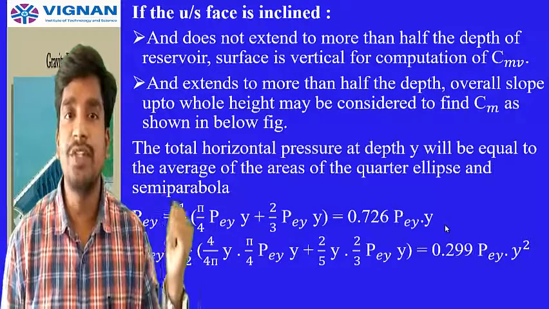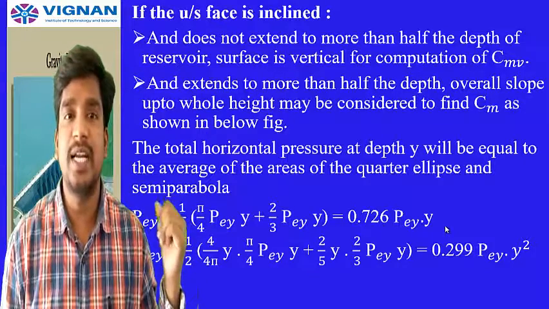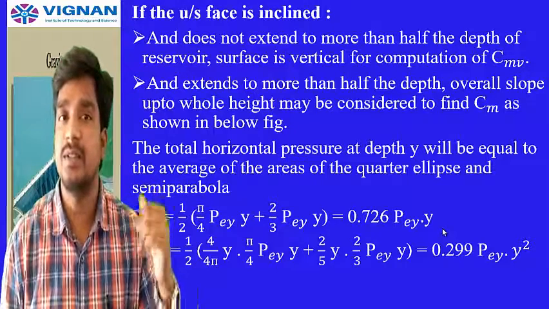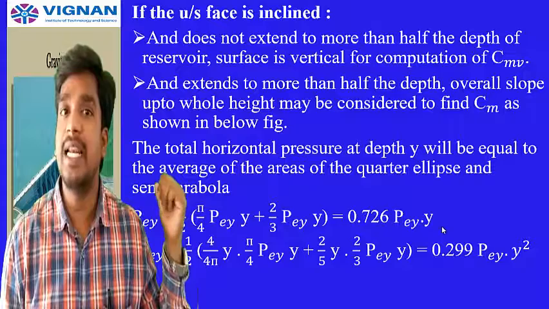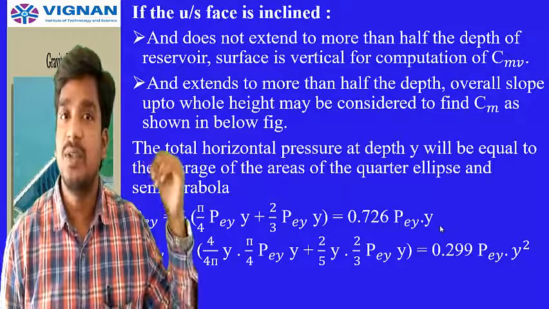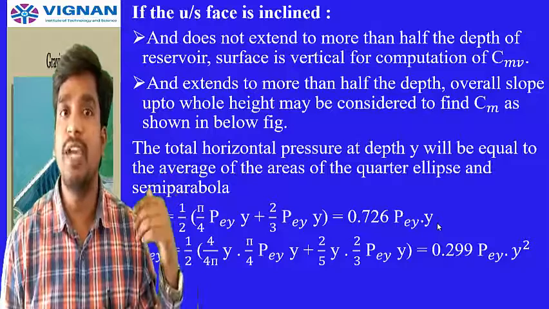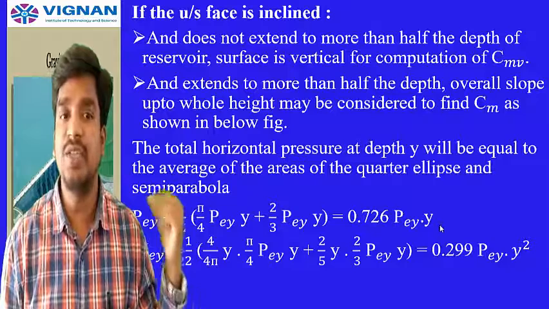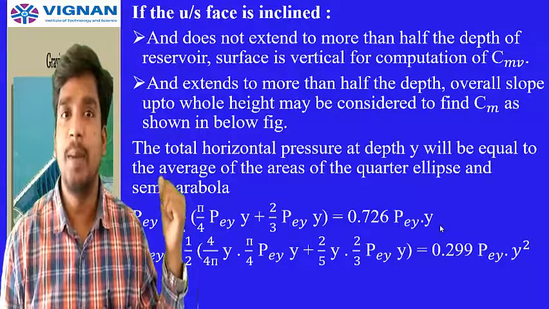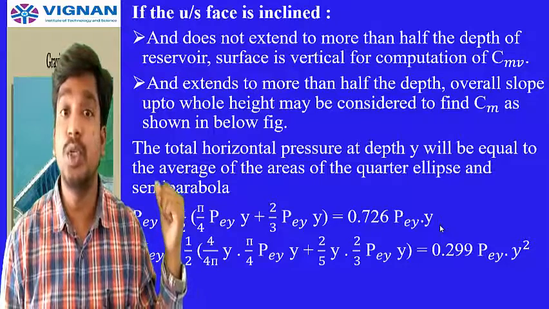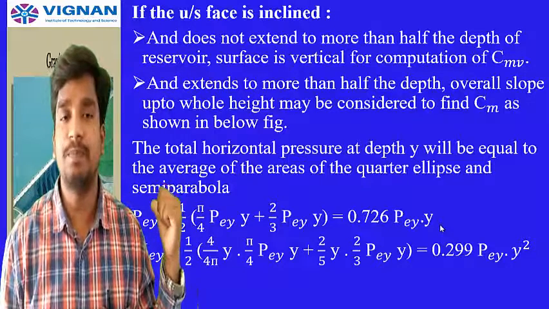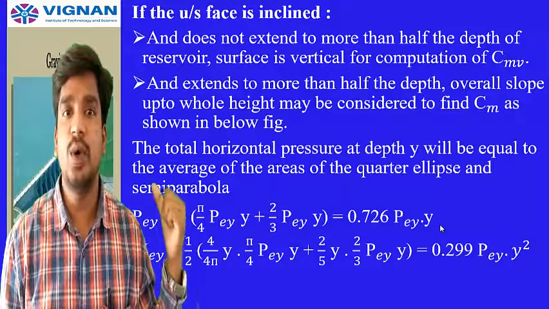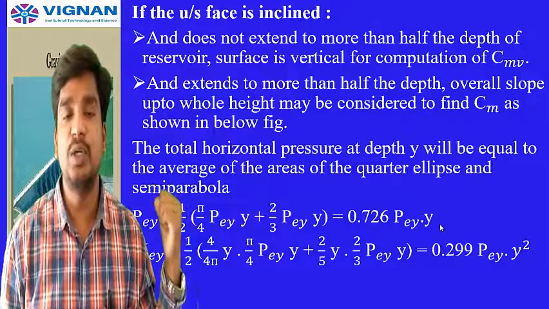Now one more equation is also given here: the horizontal pressure at depth y. At any depth we can calculate it, as you can see in the picture; this can be calculated at any height. In order to compute that, we have two equations. For force PEY, the equation is half into pi by 4 into PEY into y into 2/3 of PEY into y. Simply, it is derived as 0.726 PEY into y.